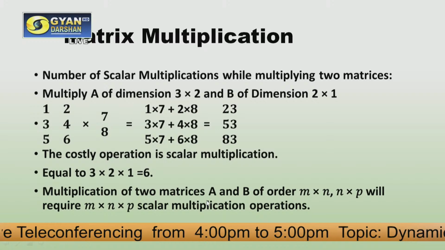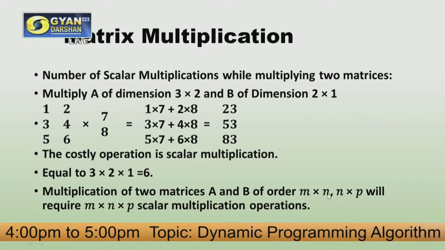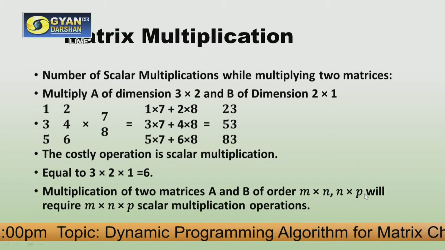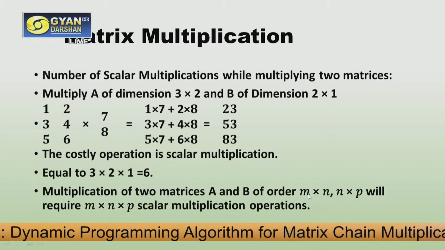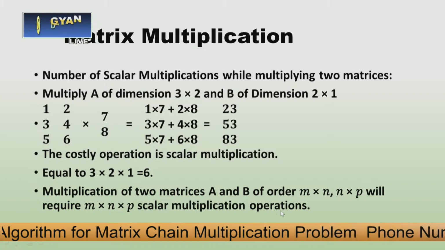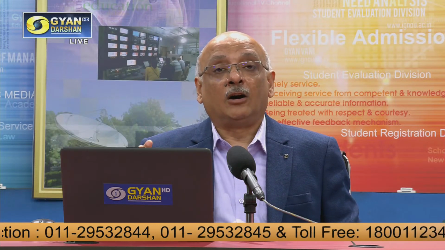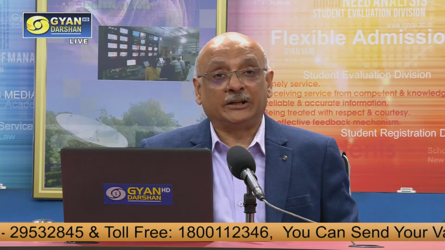So if we are multiplying 2 matrices A and B of order M cross N and N cross P, then we will require M cross N cross P scalar multiplication operations. And this is a very important property, because this is what we would be using in our matrix chain multiplication problem definition later on.